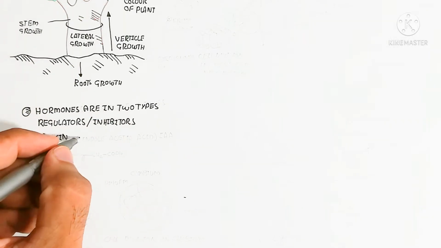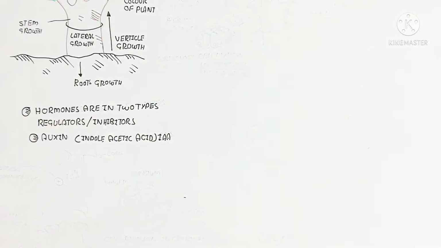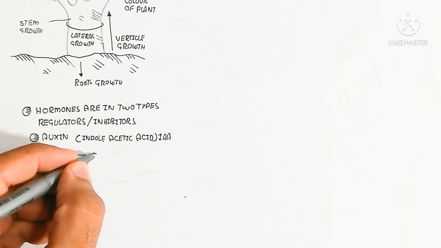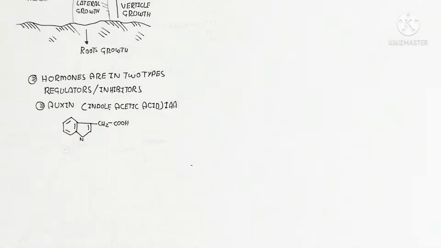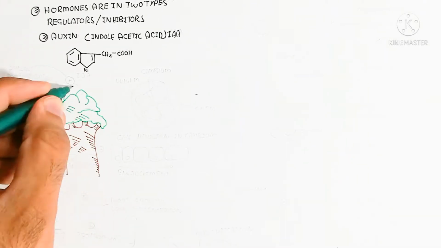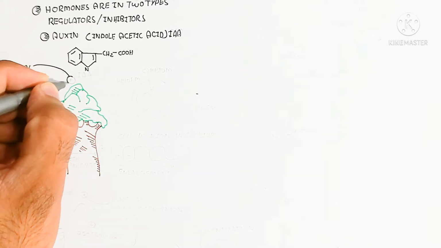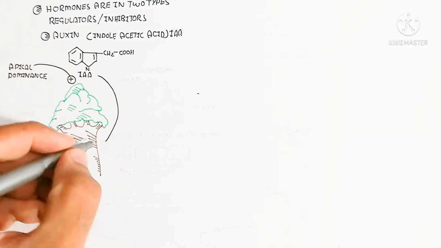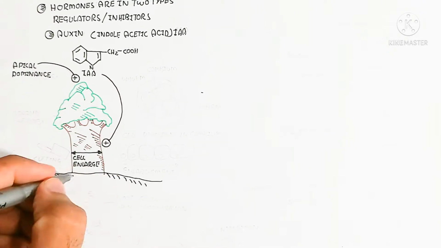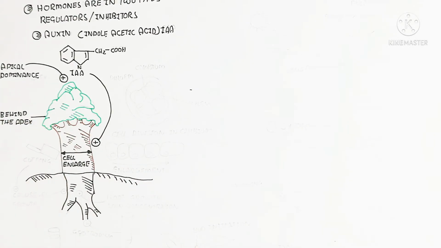Hormones are of two types. Basically, hormones maintain and develop the growth of the plant, and they are either regulators or inhibitors. For example, here we will discuss first auxin, indole acetic acid. The auxin formula looks like this, and it basically stimulates apical dominance, and also cell enlargement. Cell enlargement means the cell becomes wider, and that is why apical dominance increases, while the root we will also discuss here.